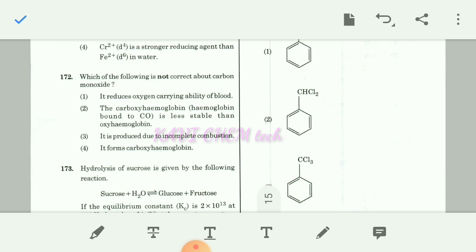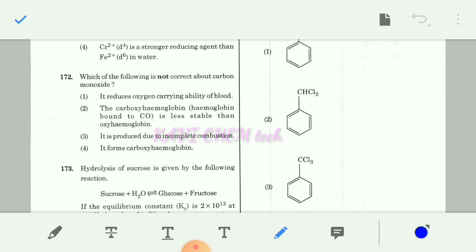Which of the following is not correct about carbon monoxide? It reduces the oxygen carrying ability of blood. That is correct. It is produced due to incomplete combustion. Option 3 is also correct. The fourth option, it forms carboxyhemoglobin. That is also correct. In the second option, it is given that carboxyhemoglobin is less stable than oxyhemoglobin.